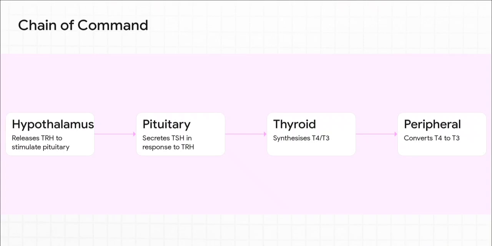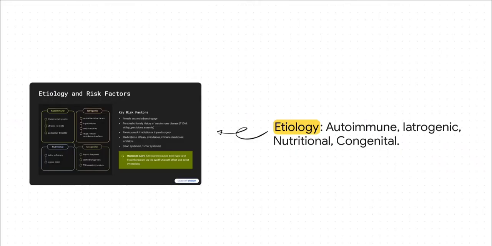And this brilliantly illustrates the whole chain of command in the body. Step 1, your hypothalamus up in the brain releases TRH. Step 2, this signals your pituitary gland to secrete TSH. Step 3, that TSH yells at your thyroid to make hormones, mainly T4 and a little bit of T3. And finally, Step 4, your peripheral tissues convert that T4 into the active T3. The absolutely crucial thing to grasp here is that a disruption at literally any single step in this chain will cause hypothyroidism. So what actually causes that disruption?